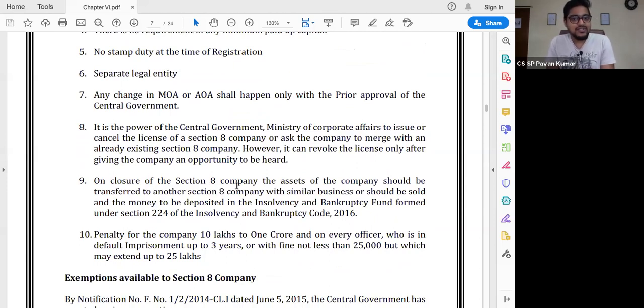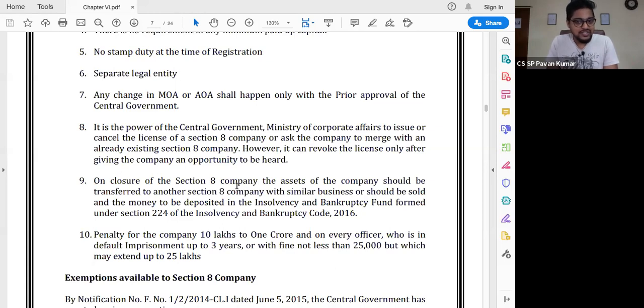It is the power of the central government, which is the Ministry of Corporate Affairs, to issue or cancel the license of Section 8. Earlier we used to apply for this license separately, but now it comes along with SPICe Plus. But the Ministry of Corporate Affairs is the one issuing this license. And if they feel that this particular Section 8 company is not doing good for the public, is just using this name and doing some other activity, or is doing some activity for profit, in all these cases the Section 8 company license can be cancelled by the central government.